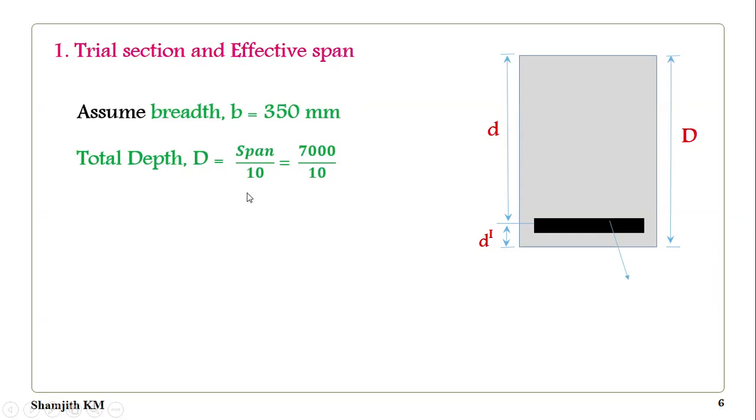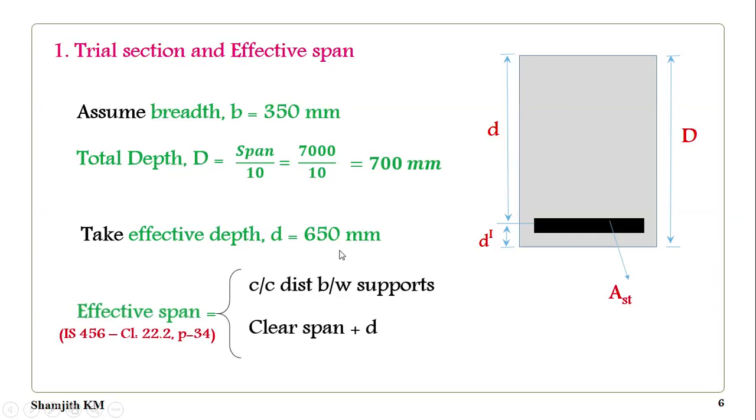So for a simply supported beam, total depth can be computed as span by 10, or here the total span L, it is 7000 mm by 10 equal to 700 mm. So if the total depth is 700 mm, we will be assuming the effective depth as 650 mm. D dash will be approximately equal to 50. We will be taking the effective depth as 650 mm initially.